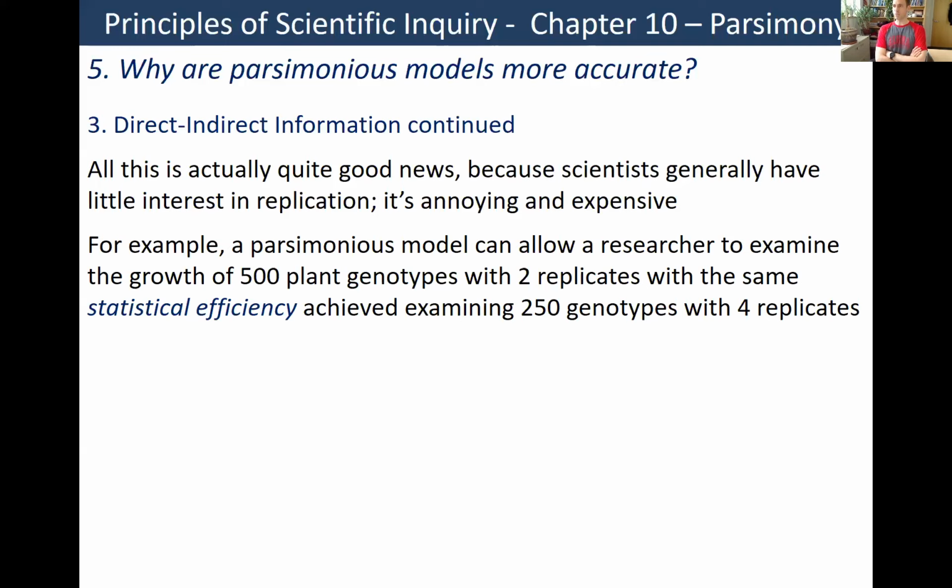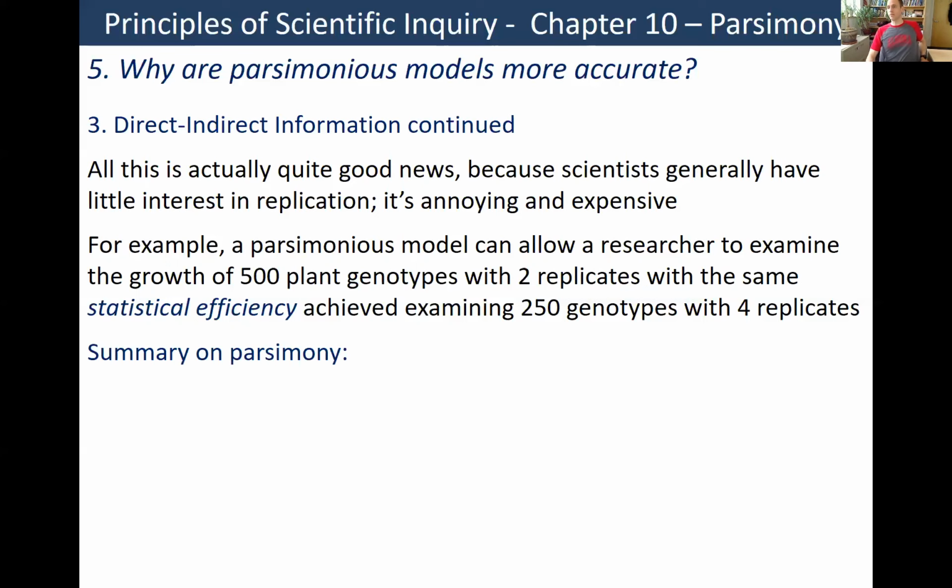So for example, a parsimonious model can allow a researcher to examine the growth of 500 plant genotypes with 2 replicates with the same statistical efficiency achieved by examining 250 genotypes with 4 replicates. So that's a fantastic way of considering you can get twice as many genotypes with 2 replicates, and you get the same statistical efficiency as doing half that with more replication. So that tells you it's better to look at more genotypes. You can find out more.